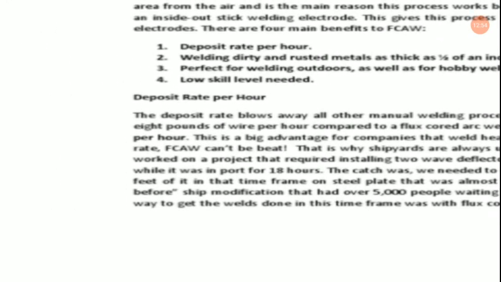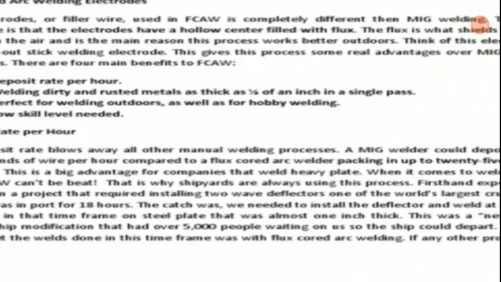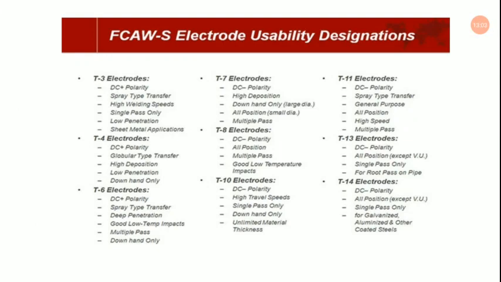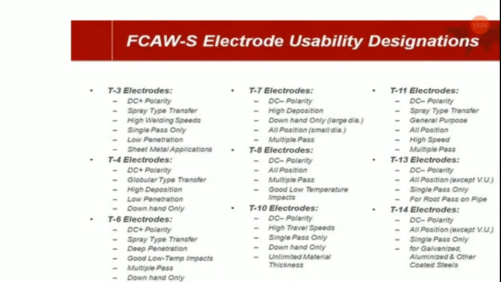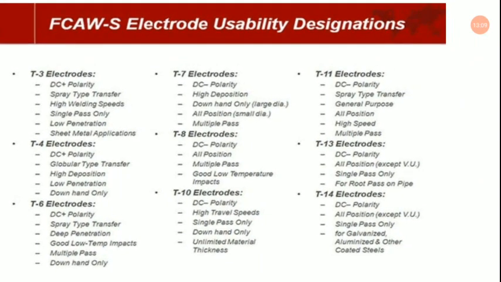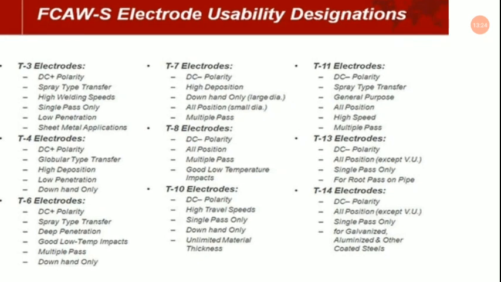The only way to get the welds done in this time frame was with flux cored arc welding. So you can think of by this example how versatile the FCAW process is in case of deposition rate, where you are going to have a large deposition rate within a stipulated time period, and also a great thickness. So you can always choose or go for this FCAW.